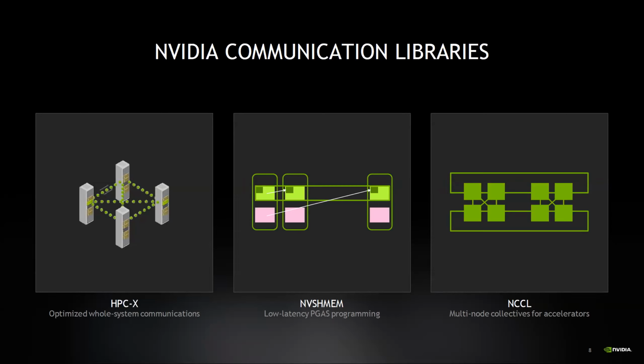And of course, there's also NCCL. NCCL's primary use case is collectives for multiple GPUs across multiple nodes for doing reduction type operations. These are very common in deep learning, but also we've seen some use cases in HPC as well.